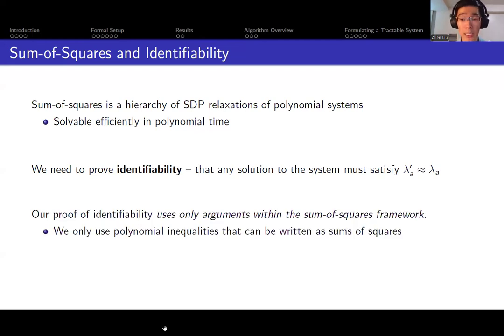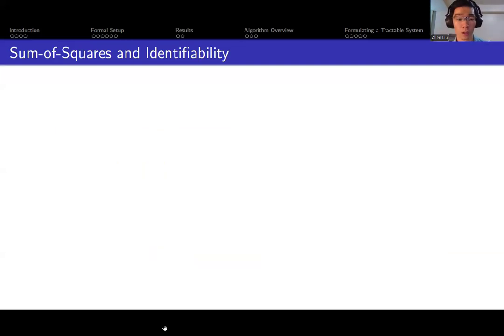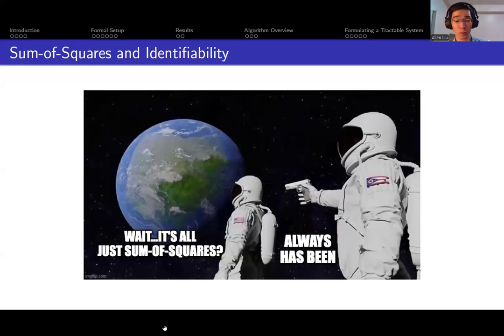Now, the key thing is that we're actually able to prove identifiability for a solution. And in fact, we're able to prove it in a restricted proof system, namely using only arguments within the sum of squares proof system. And this will mean that our proof actually works for the sum of squares relaxation for free. So this gives us an algorithm for free because our proof already works for the sum of squares relaxation. So we can just solve the sum of squares relaxation and we're done. Again, this is a very high level proof overview, and so I won't be able to say too much, but perhaps a clear, more concise takeaway for how sum of squares works is the following meme by my co-author Agnesh.